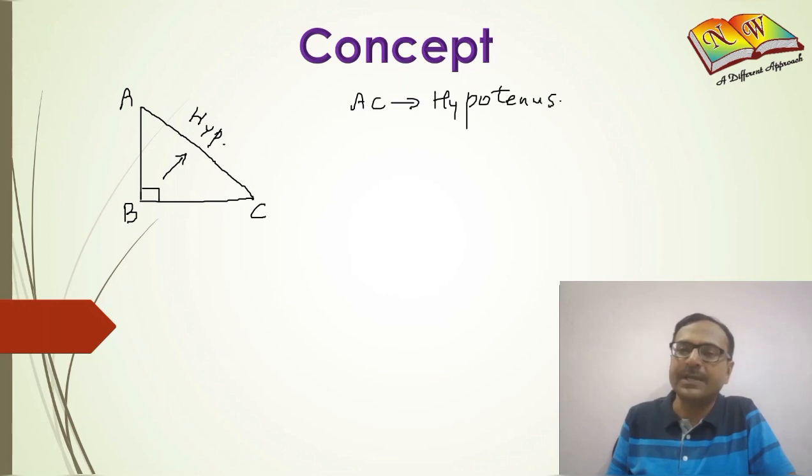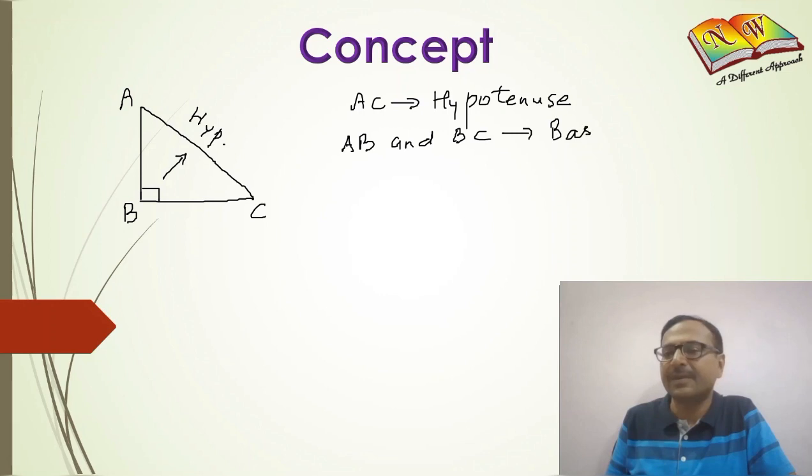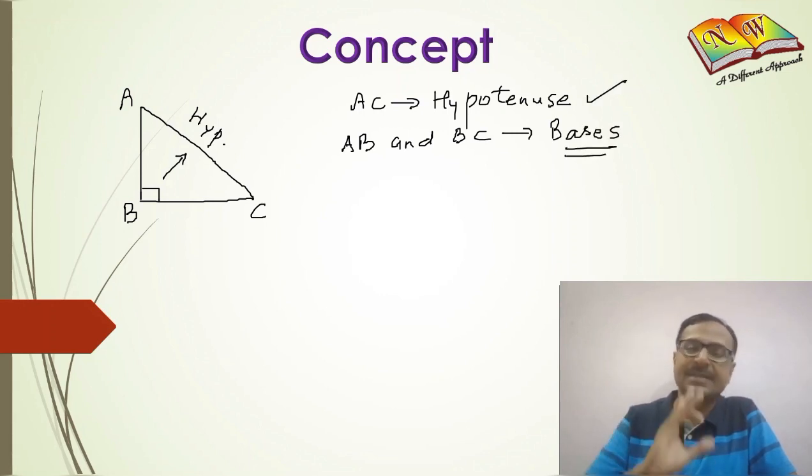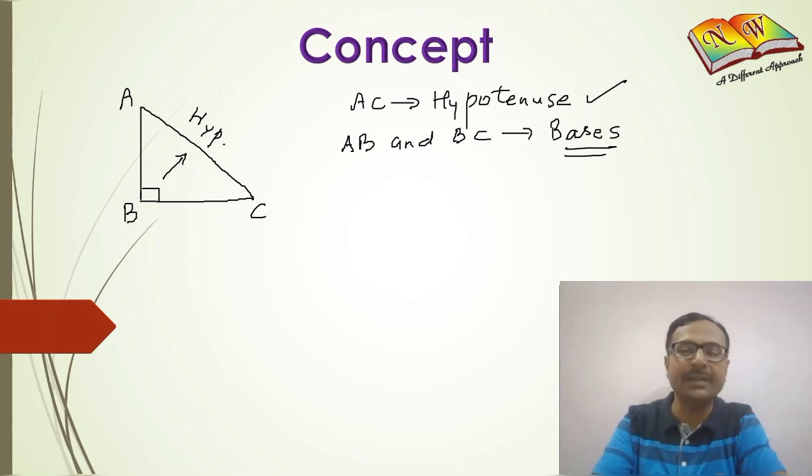The other two sides, they form the 90-degree angle, and that is the side AB and the side BC. They are also called the bases. And the third side, that is the side lying opposite to the 90-degree angle, that is called the hypotenuse.